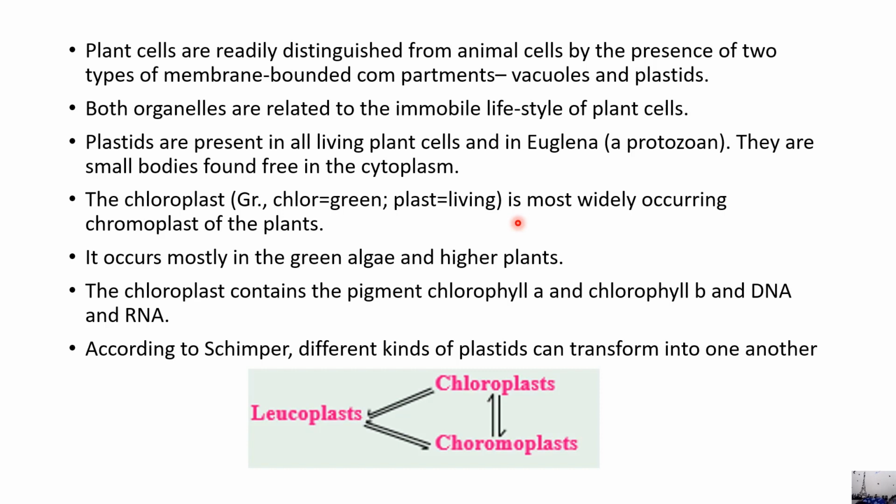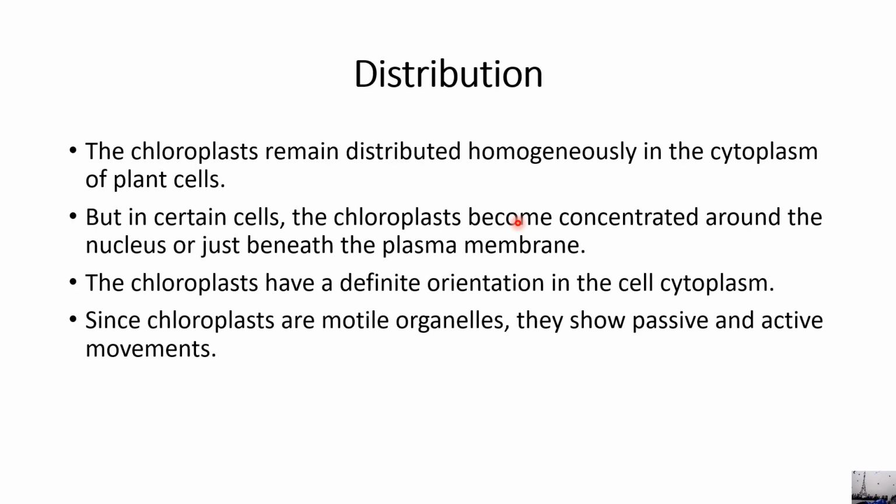They are small bodies found free in the cytoplasm. Then the chloroplast is the most widely occurring chromoplast of plants, and it occurs mostly in green algae and higher plants. The chloroplast contains the pigments chlorophyll A and chlorophyll B, and DNA and RNA. According to Schimper, different kinds of plastids can transform into one another.